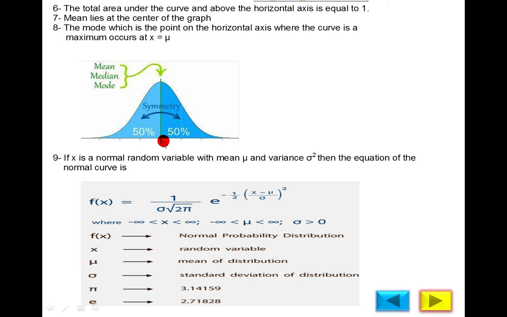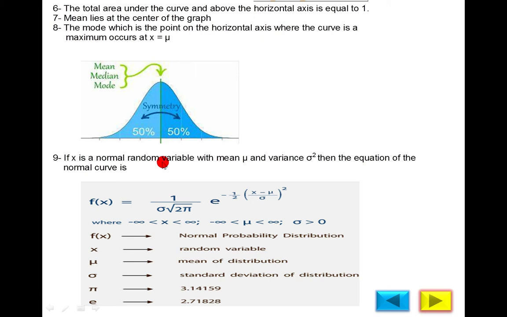So mean, median, mode will be 100% equal if 50% of the area lies on the right hand side and 50% on the left hand side. It is called symmetry. And this is the next property. This is the formula of the normal distribution.